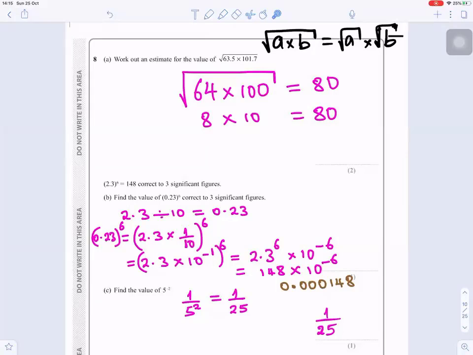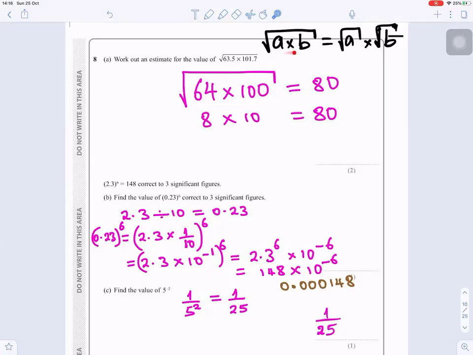Question number 8. Work out an estimate for the value of the square root of 63.5 times 101.7. It says estimate. So we use numbers that are easy to work out the square root of. And I would look for square numbers. So 63.5, you would choose 64 because you can work out the square root of 64. 101.7, you would use 100 because you can find the square root of 100.